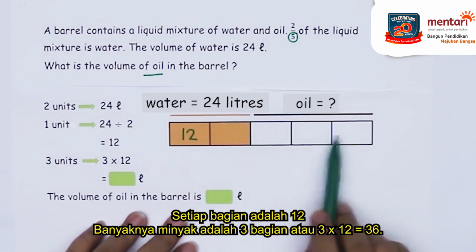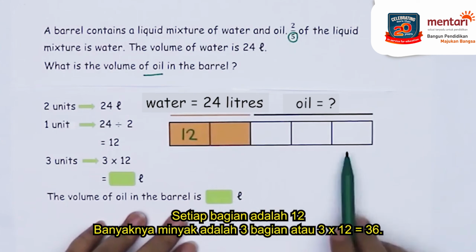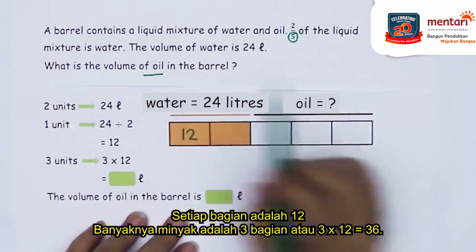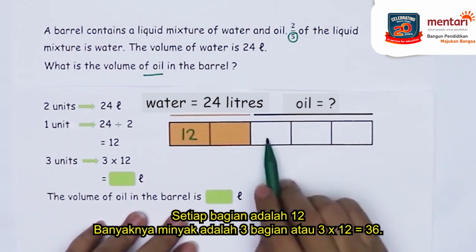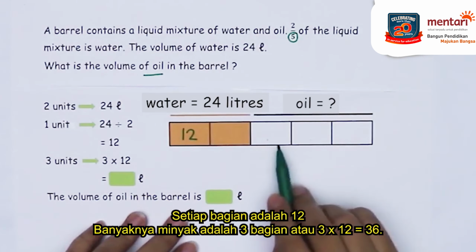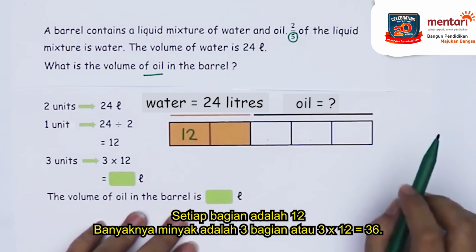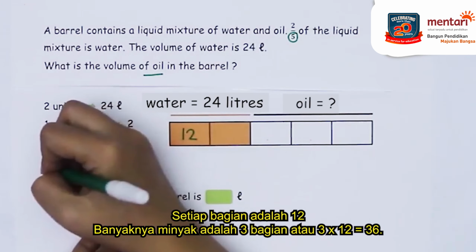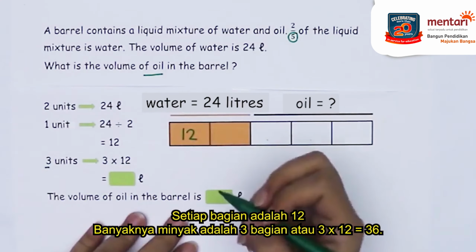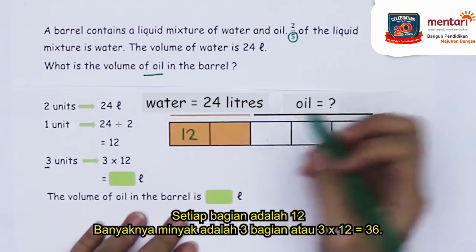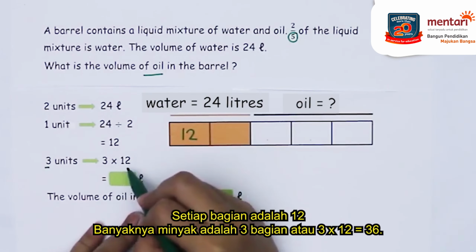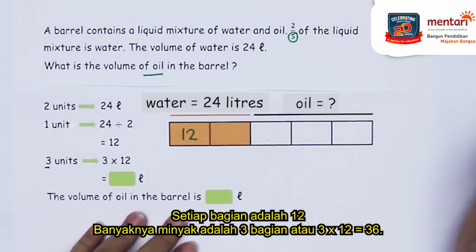12 and 12. But we do not want to know the total. The question is the volume of the oil. You want to know the unshaded part. How many unshaded parts do you see? There are 3. That's why we want to find out 3 units. So what do we do? We multiply. 3 times 12. What is the answer?